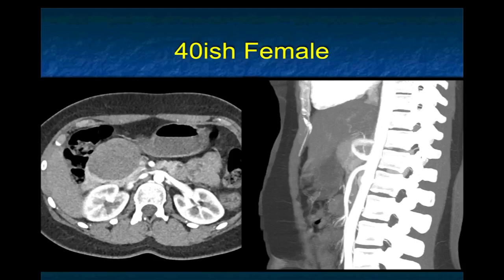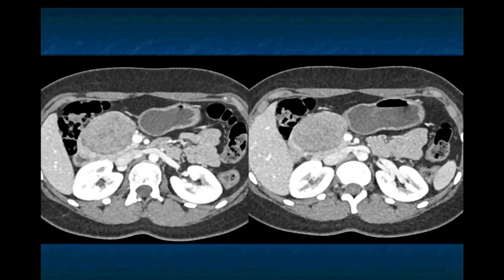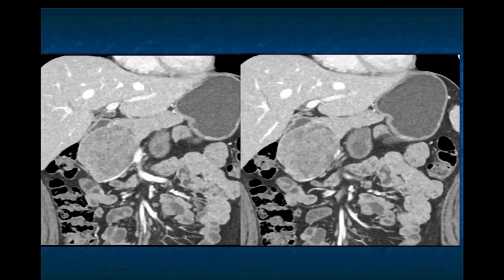40-ish-year-old female, cystic or cystic and solid lesion, well-defined, in the head of the pancreas. No dilated common duct, no dilated pancreatic duct. What are you thinking of? Well, you're not thinking about a cancer. It's not a pseudocyst. Serous cystadenoma, possibly, but it's almost too solid. You can get solid serous cystadenomas, but they're usually vascular. We could think about a serous cystadenoma anyway.